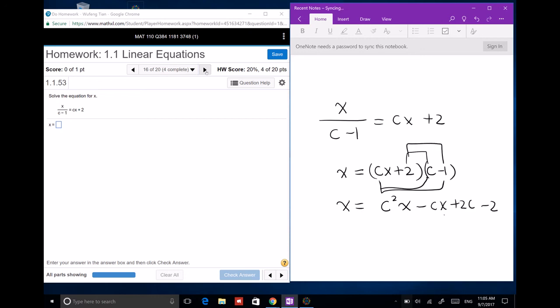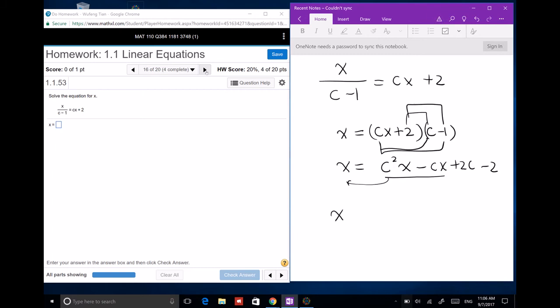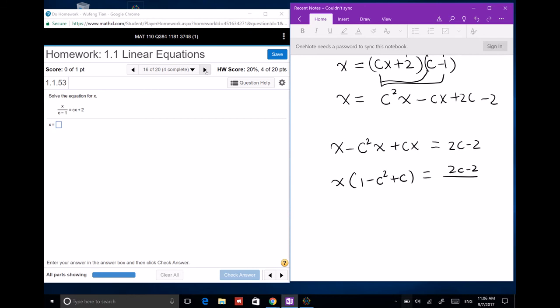Now I need to move all the x to the left side. So it's x minus c squared x plus cx. Just add cx and subtract c squared x, so you know how to do that now. And then equals 2c minus 2. You have x times (1 minus c squared plus c) equals 2c minus 2. Now what you need to do is divide both sides by (1 minus c squared plus c).